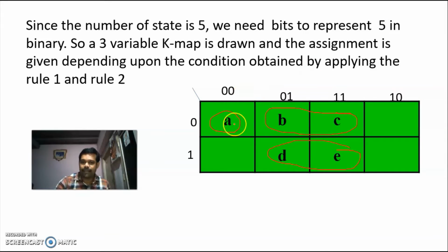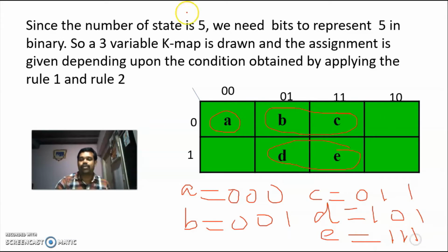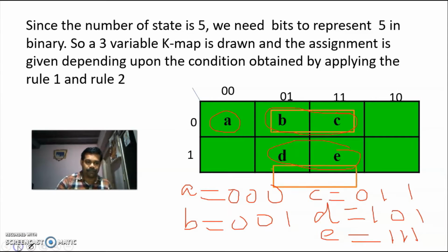From this K map, we have to take the values. The value of A is 0, 0, 0, the value of B is 0, 0, 1, the value of C is 0, 1, 1, the value of D is 1, 0, 1, and the value of E is 1, 1, 1. So from this K map, we got the values of A, B, C, D and E. Next, similar to the previous problems, we have to go for the transition.